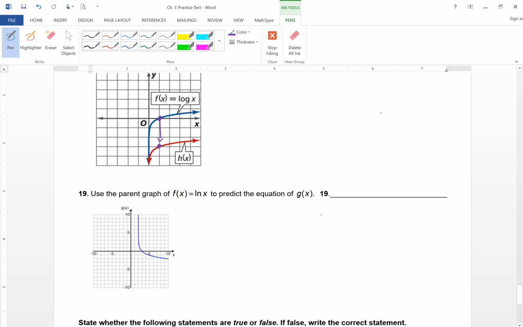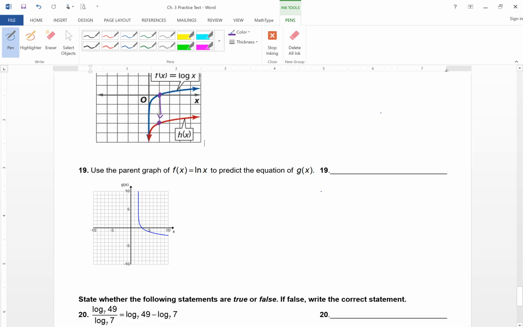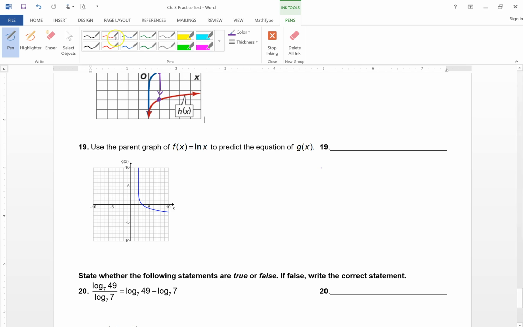Use the parent graph of f of x equals ln of x to predict the equation of g of x. So what does ln of x look like? I haven't drawn it for you here, right? But you know what ln of x looks like. It touches at (1, 0). Okay? That's what ln of x looks like.